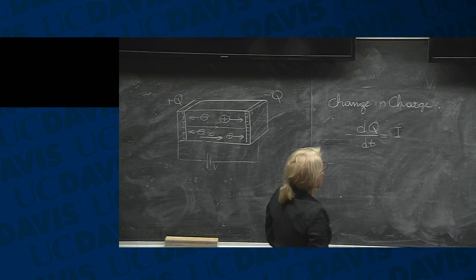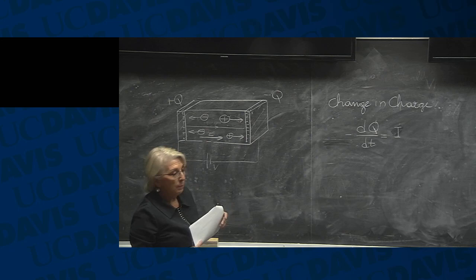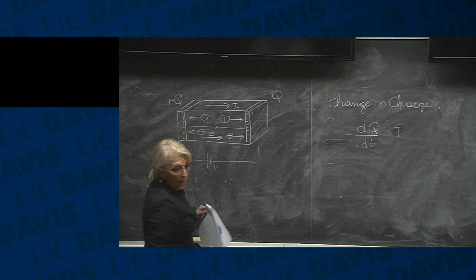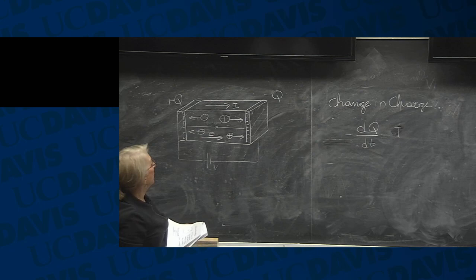this material, the conducting material. And the direction we take by convention is that if electrons flow like this, and then the holes or the positive charges go like that, then the direction of this current that is created because of the change in the charges is like the one that I have. All right?